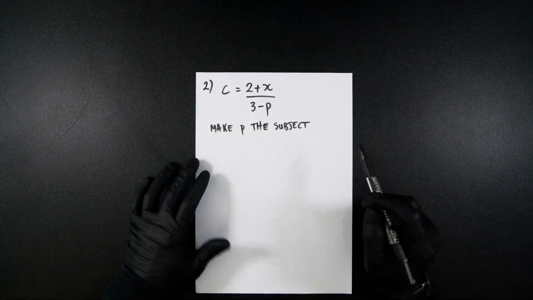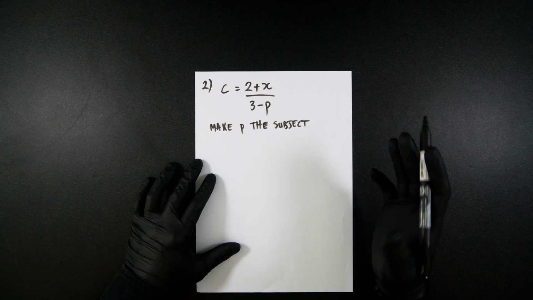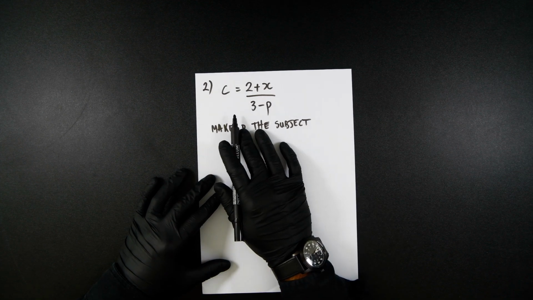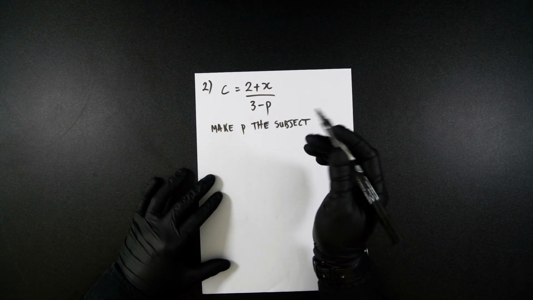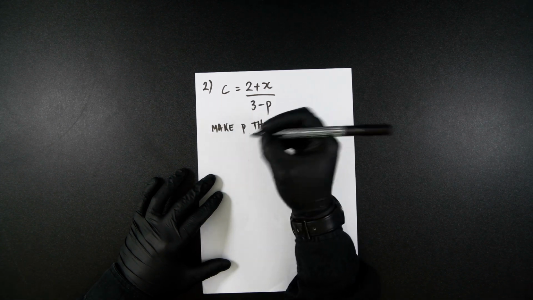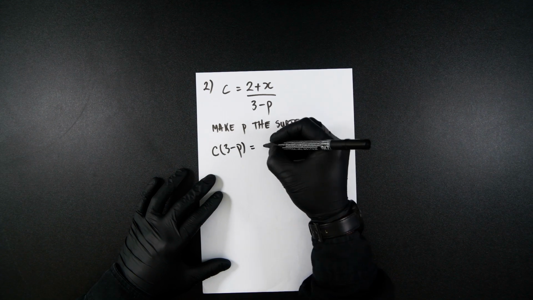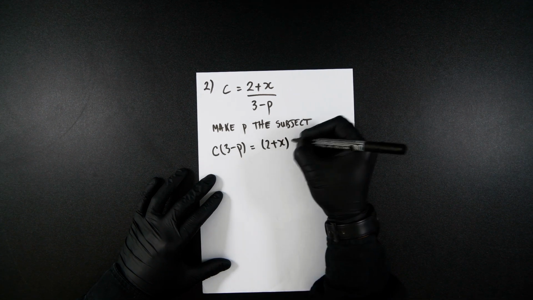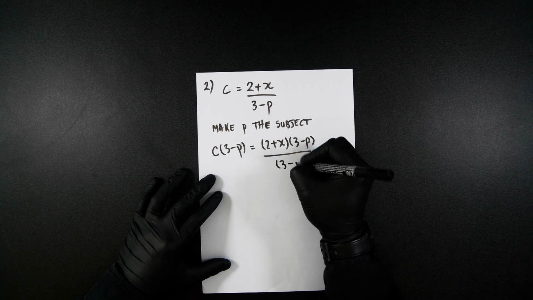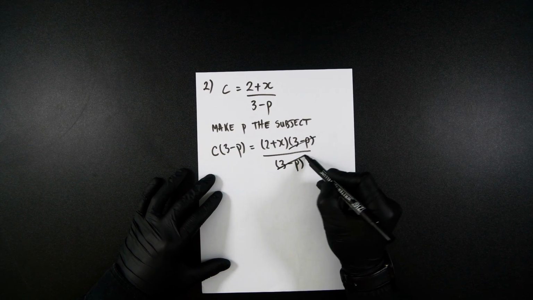In this example, we have a fraction on the right-hand side. What I said in the previous example about what is being done on the left-hand side must be done on the right-hand side is extremely important in this situation. Let's firstly multiply both sides by 3 minus p so that we can try and eliminate the denominator on the right-hand side. I'm going to put everything in brackets so it's made a bit easier. So let's do 3 minus p equals brackets 2 plus x, times 3 minus p. As we've multiplied both sides by 3 minus p, you can see that these will cancel out.